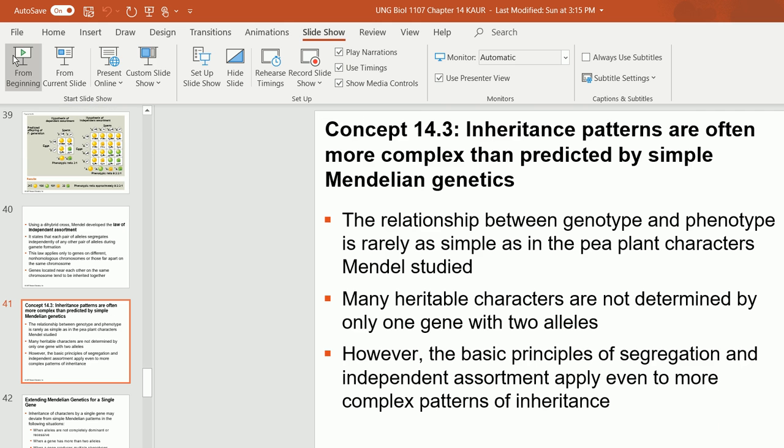I'm going to stop this video here. This is all Mendelian genetics. In the next video, I'm going to talk about non-Mendelian genetics.